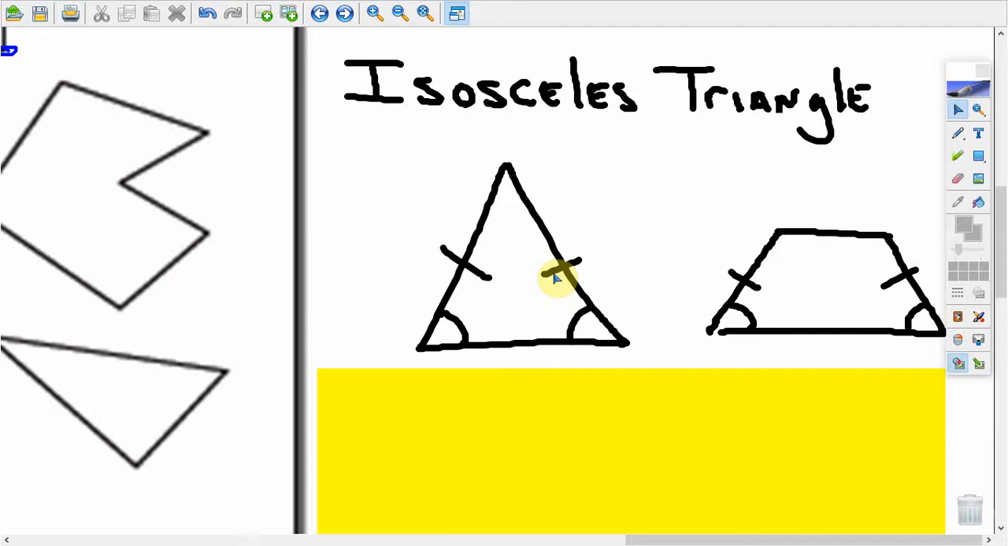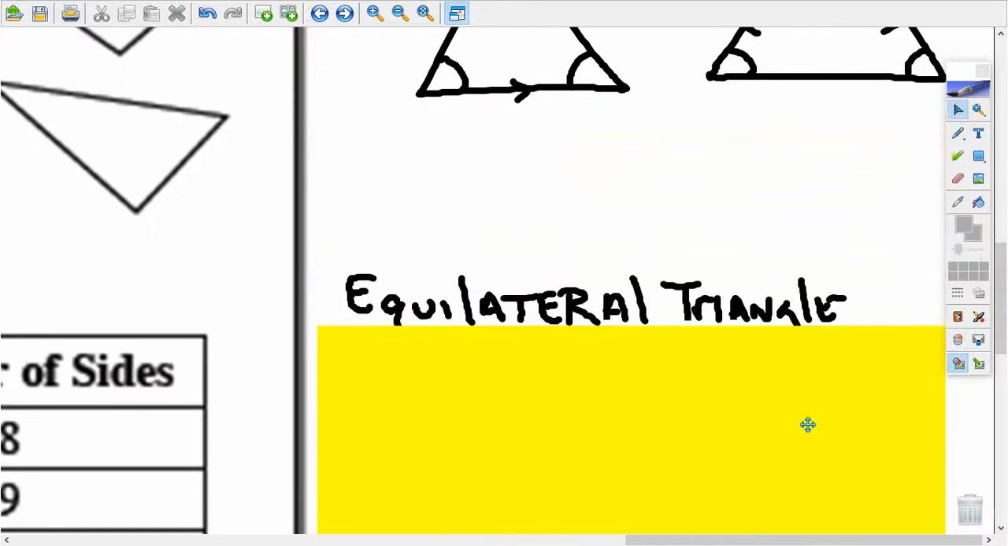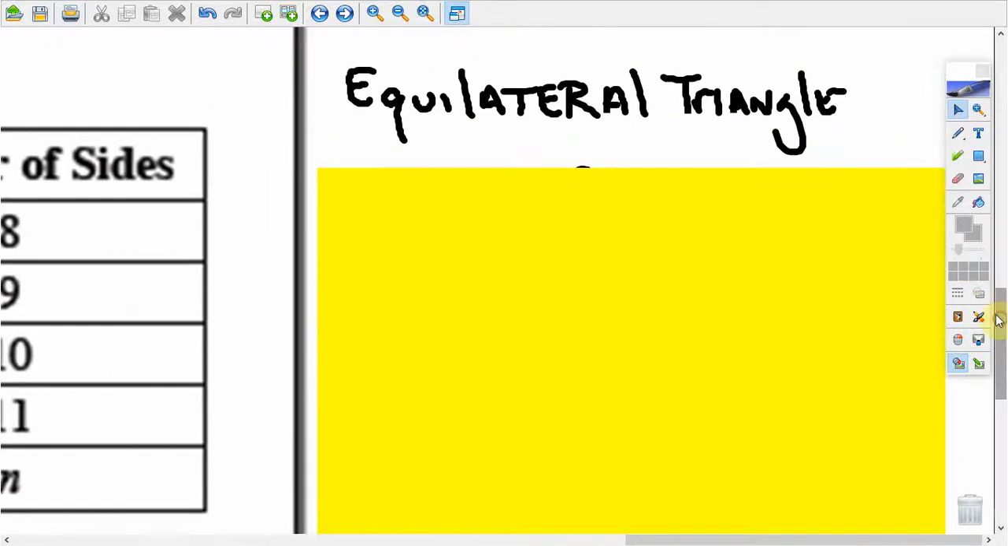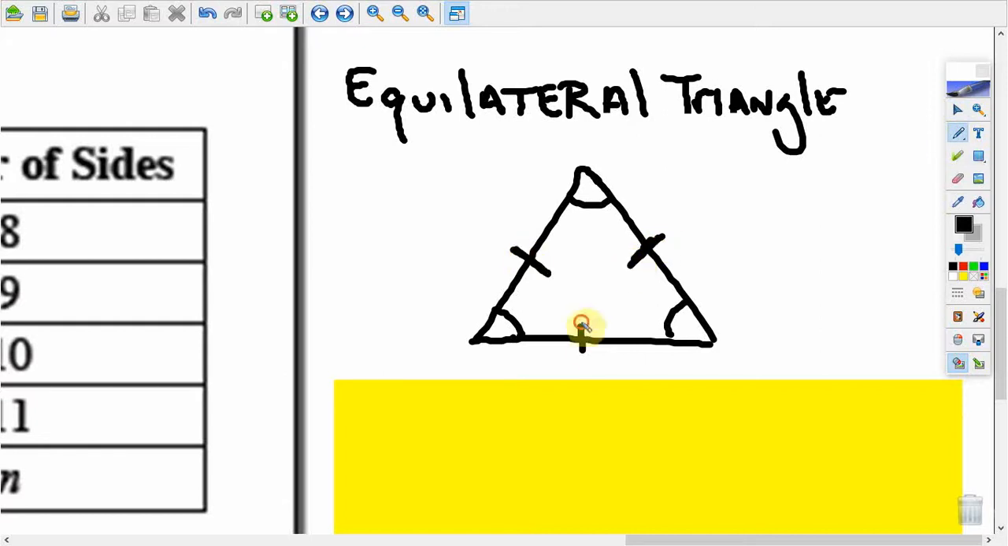And if you chop the top off of an isosceles triangle so that it is parallel to the bottom, then you end up with an isosceles trapezoid, which still has two sides that are the same and two base angles that are the same. Next one we have is an equilateral triangle. Equilateral triangles are regular triangles. That means that all of their side lengths are the same and all of their angles are the same.